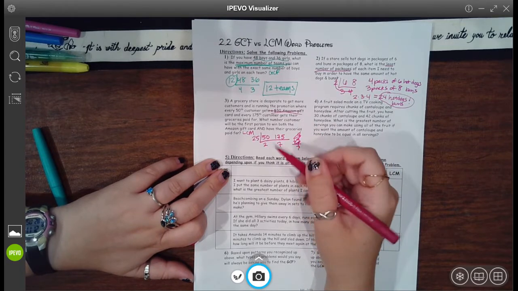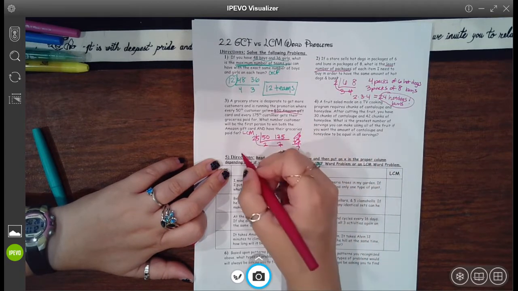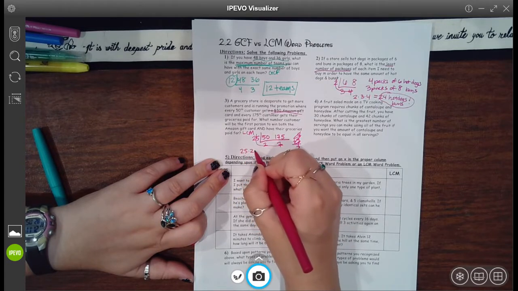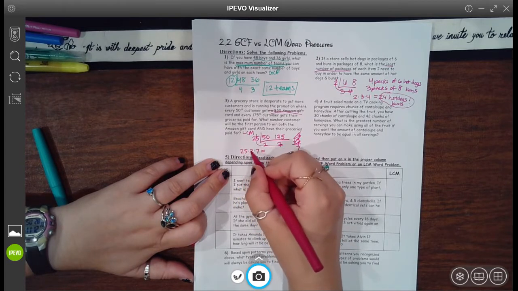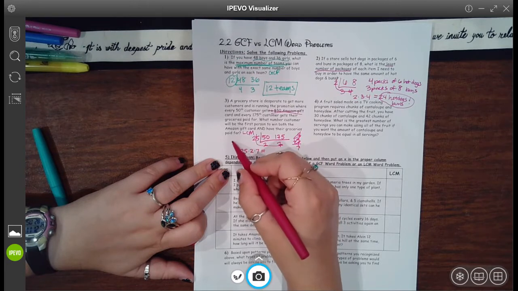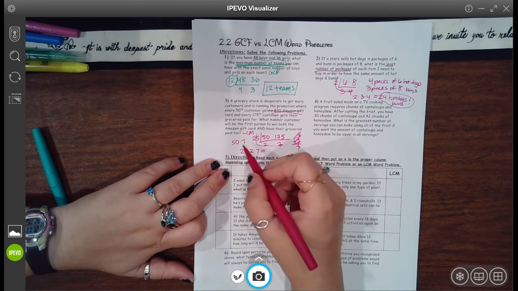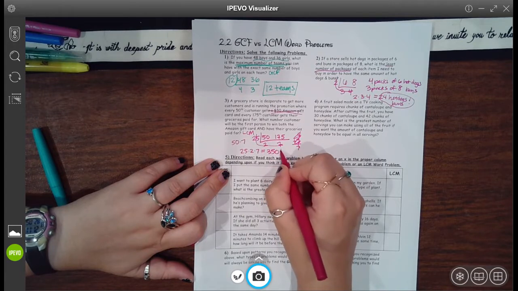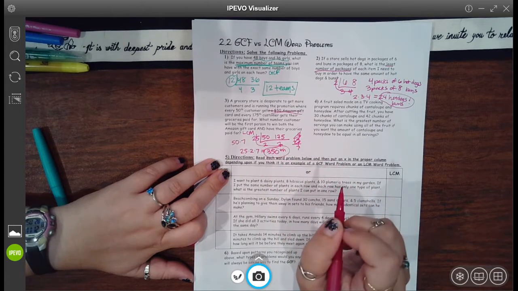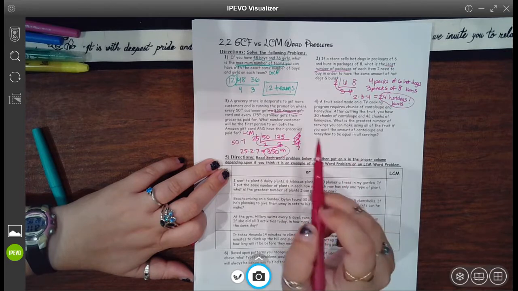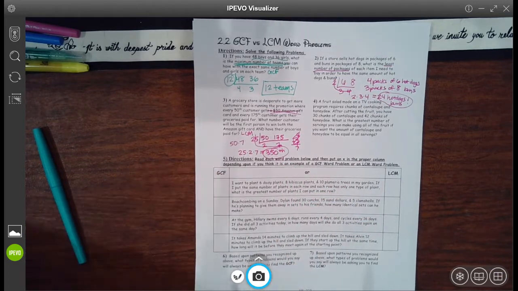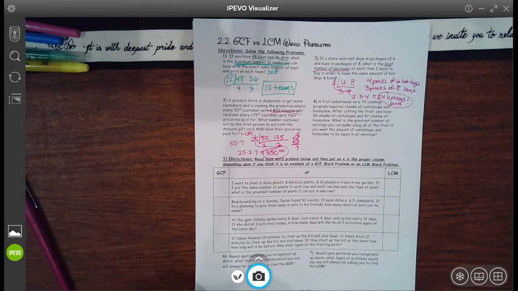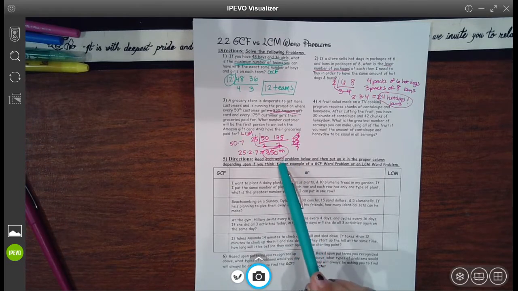No, nothing can go into 2 and 7. So let's multiply those. 25 times 2 times 7. Well, 25 times 2 is 50. And 50 times 7, well, 5 times 7 is 35. Tack on a 0. So it's the 350th customer that's going to win both of those prizes first. There's several people that are going to win both, but that's going to be the first person who wins both.